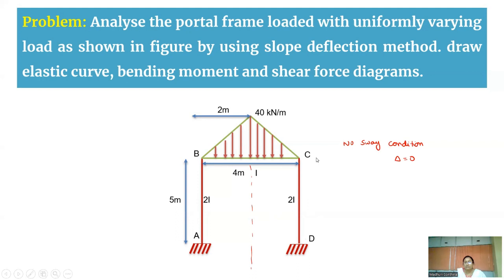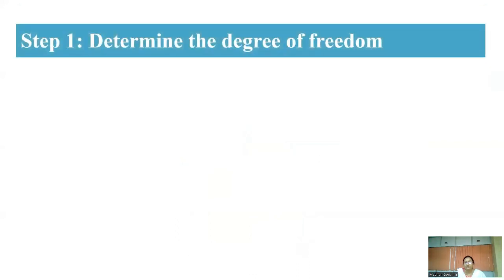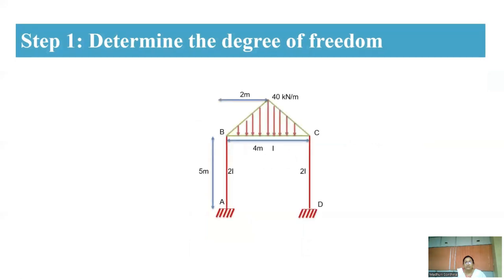Now you are going to start your problem. Coming to step 1, you are going to determine the degree of freedom. A is a fixed support, so you are not having any rotation and any translation, that means theta and delta are 0. Coming to B, it has a rotation, but there is no settlement at B. So delta is 0 at B, whereas theta is not equal to 0 at B.